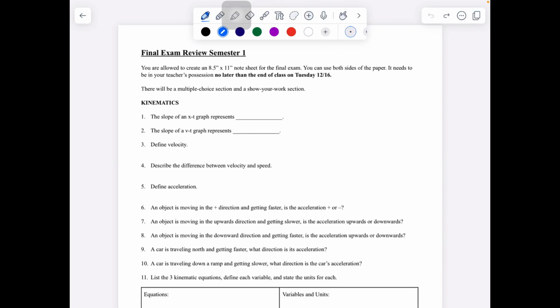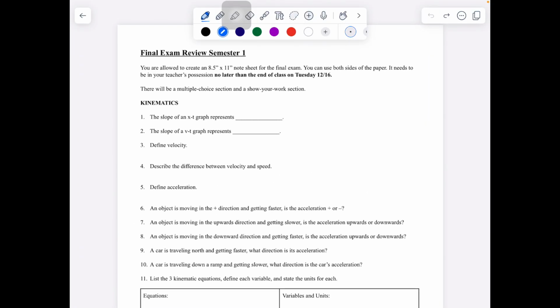Remember, you are allowed to bring in your study buddy, so that is just your standard size sheet of paper, front and back. You can write whatever you'd like on it. It does have to be handwritten. We are collecting them before finals even start, so make sure it's in. Again, it should be in your teacher's possession no later than the end of class on Tuesday, 12/16. There will be a multiple choice and a show your work section.